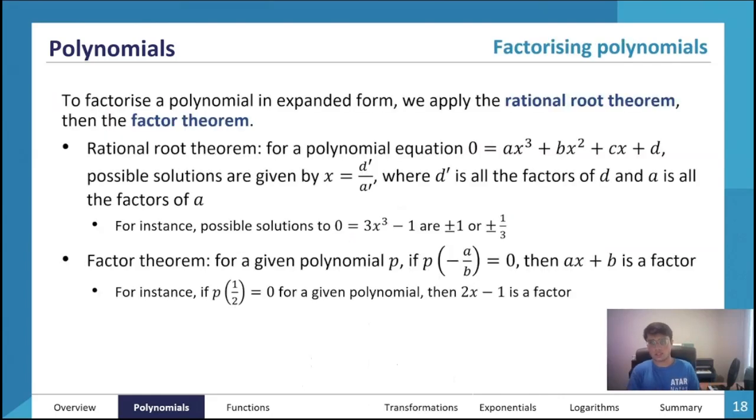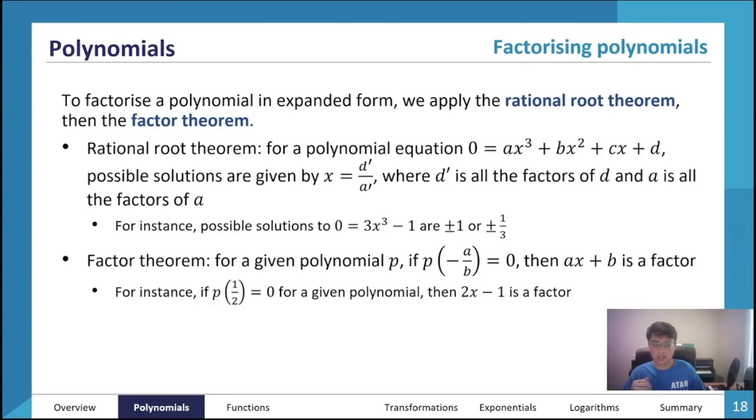Okay, so now we're going to look at the rational root and then the factor theorem. So, what is the importance, first of all, of factorizing a polynomial in expanded form? It allows us to solve for x when the polynomial is equal to 0, because we first convert it to factorized form, and then we apply the null factor theorem. The rational root theorem and factor theorem are a really good set of tools that we can use to achieve that.